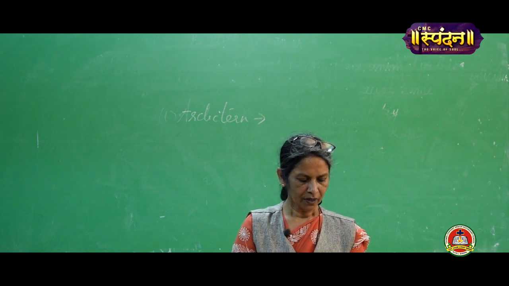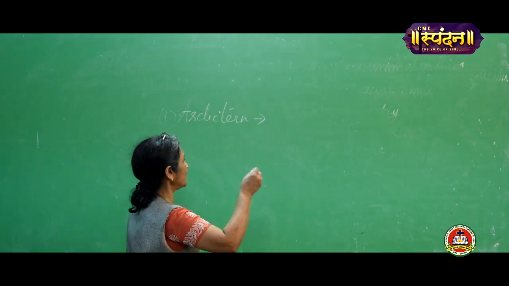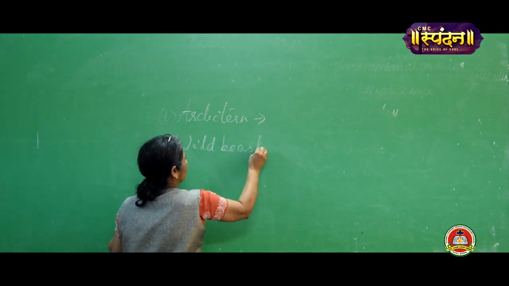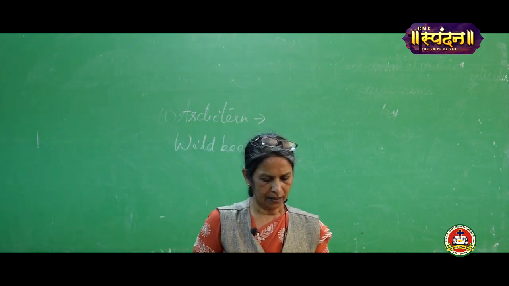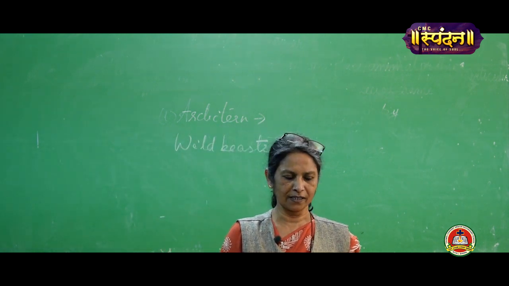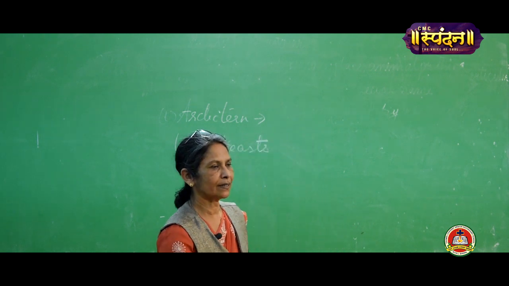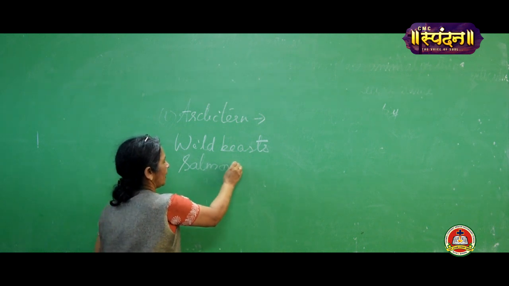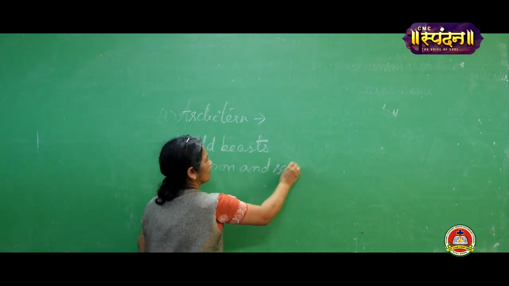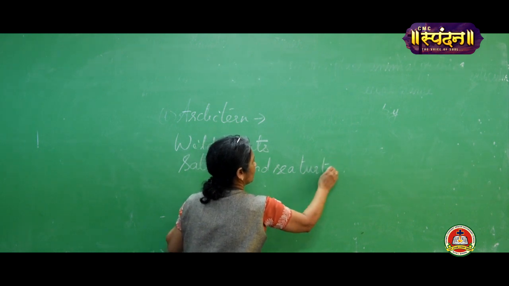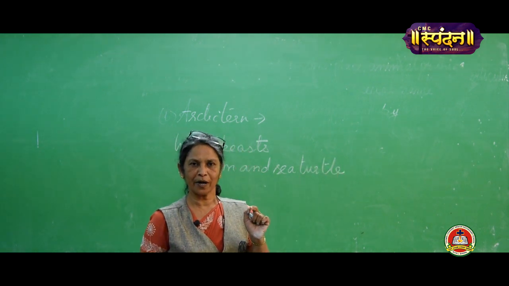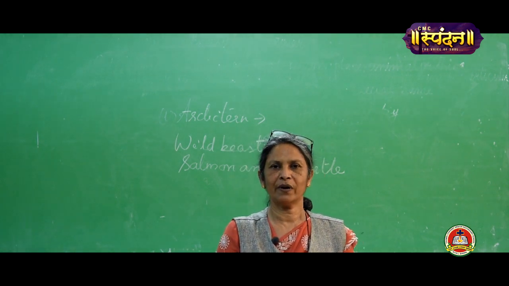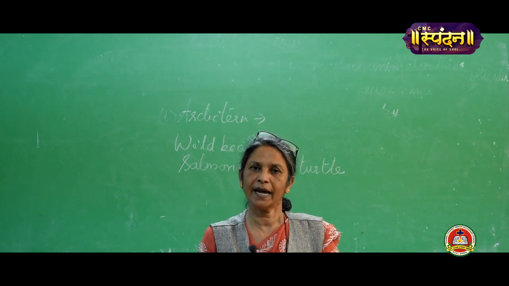Similarly, we also have two other animals like wild bees, in response to rainfall and grass availability, and the other one is salmon and sea turtle. They also move from one place to another to lay their eggs. Okay. So this was our lesson of habitat and adaptation.